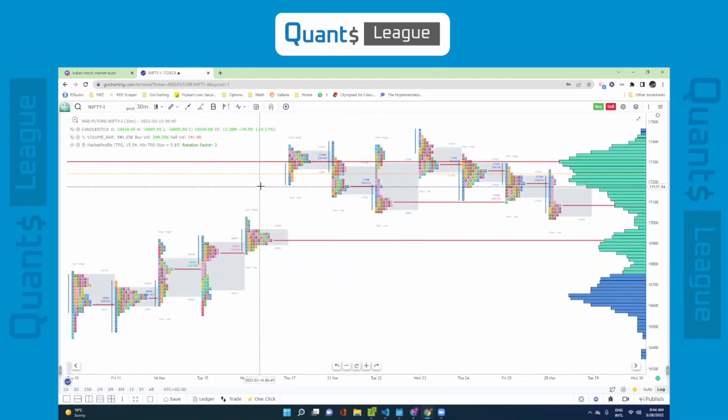So what is volume profile? Profiles created based on volume. Market profile is profiles created based on time.